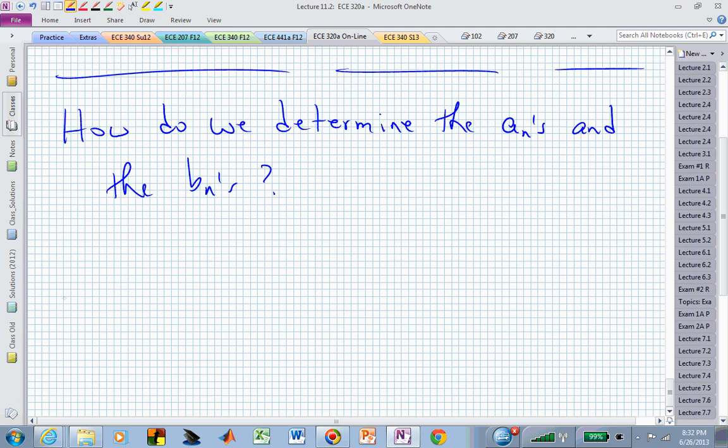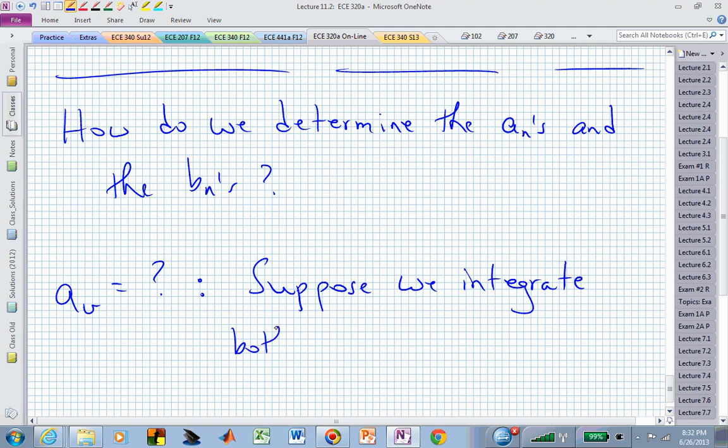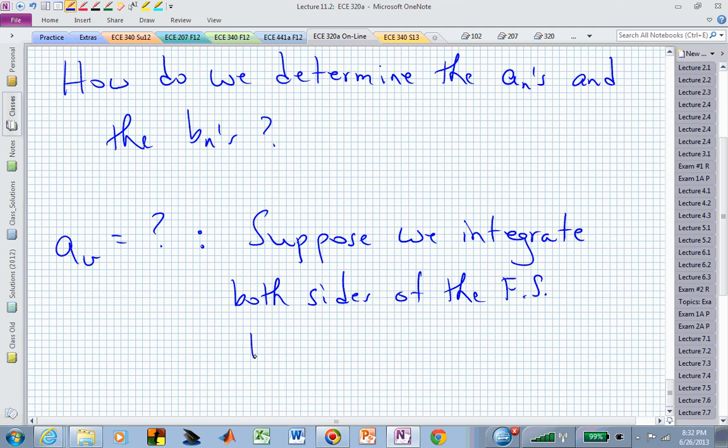Let's now find A sub v. And to do that, let's just suppose that we integrate both sides of the expression. And we'll integrate over one period. So suppose we integrate both sides of the Fourier series definition, which I just scrolled past. And we integrate over one period of time.